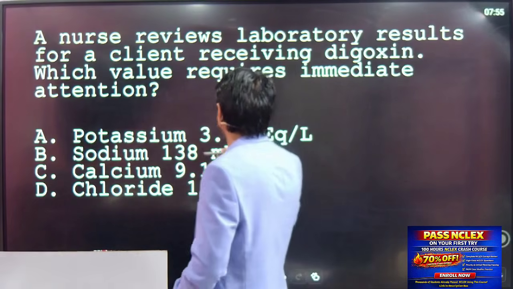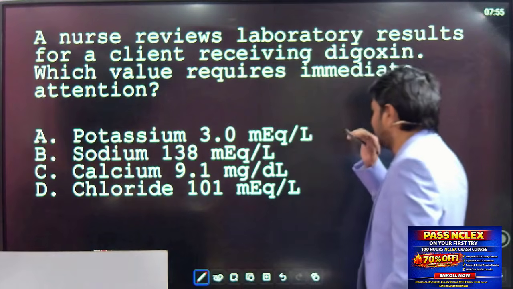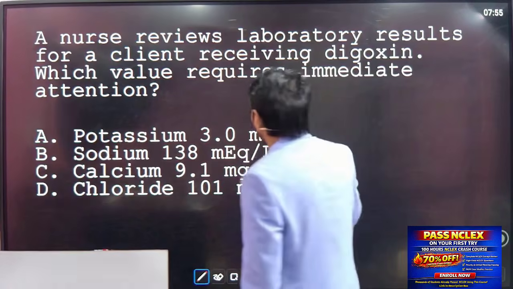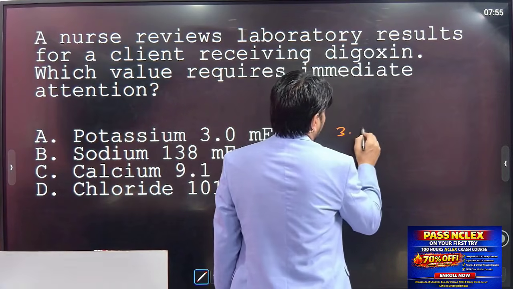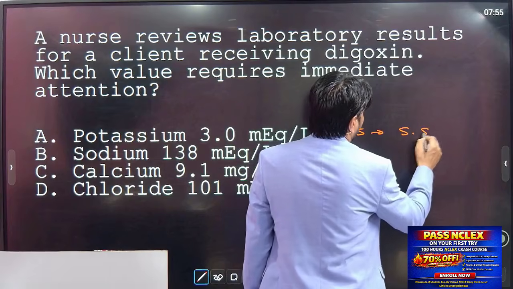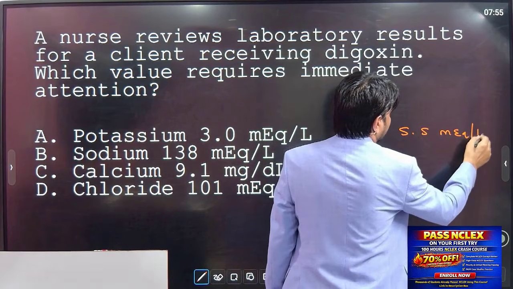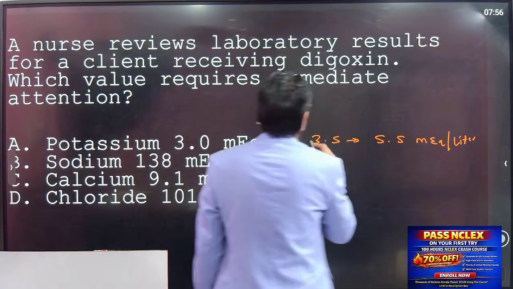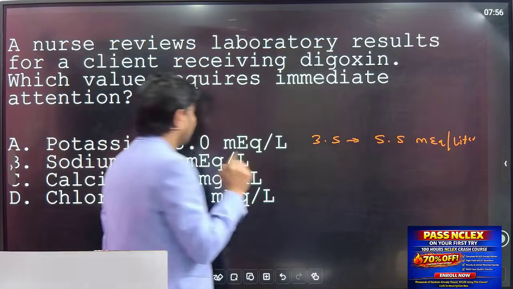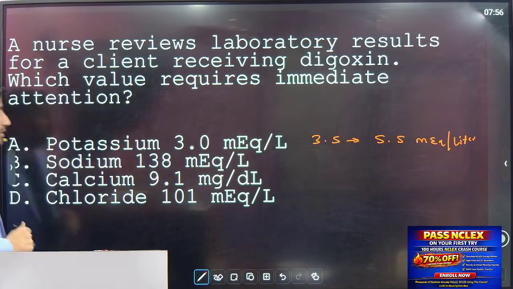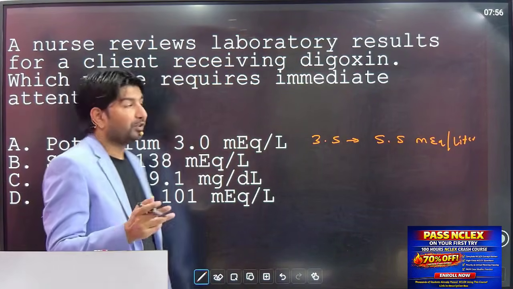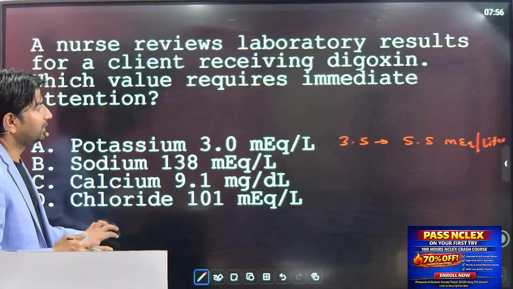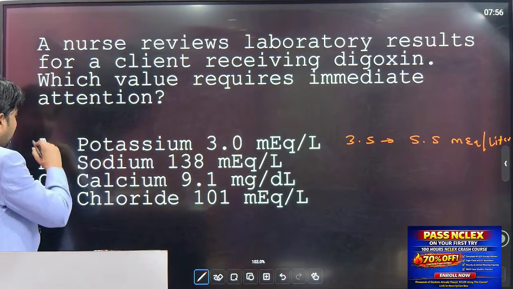So first, potassium 3 milliequivalents per liter. The normal potassium level is 3.5 to 5.5 milliequivalents per liter. So we can say it's right here. This means this level is low. Hypopotassium is low, which means it's hypokalemia, and hypokalemia should not occur with digoxin. So this is something we need to attend to immediately. So that means this will be the correct answer here as well.